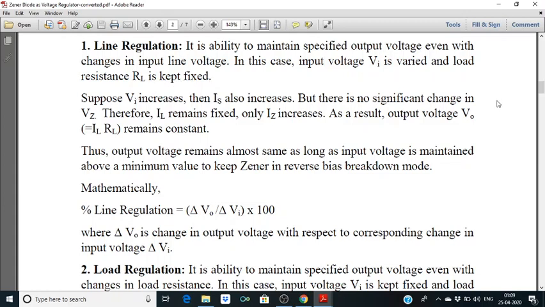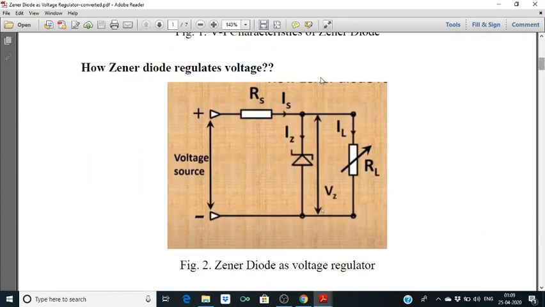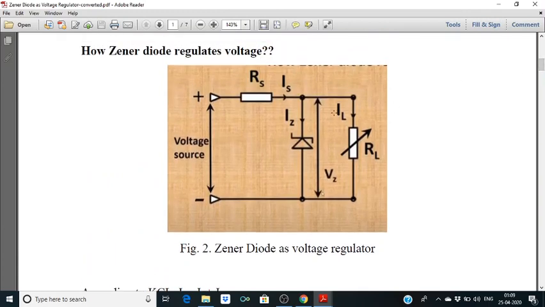Now how is this achieved? Suppose Vi is increased. Now when Vi is increased, IS is increased, and IS equals IZ plus IL. But this IL cannot increase. It will remain the same because RL is fixed, and the voltage across it is also fixed, VZ. So this IL will remain constant. So all the increase in IS will be reflected in an increase in IZ.